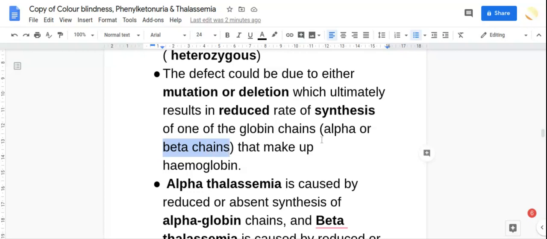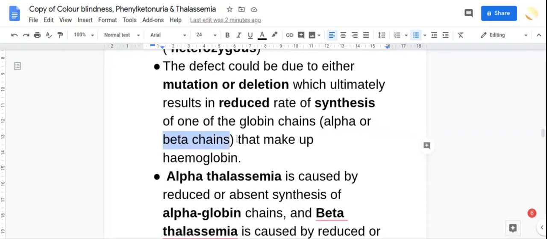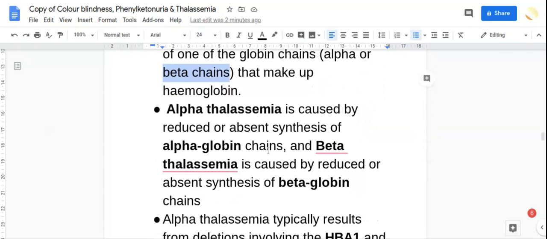Okay, so to be a little more precise, you have around two alpha chains and you have two beta globin chains. So thalassemia is of two types, alpha thalassemia and beta thalassemia, and therefore what type of thalassemia would be dependent on what gene is getting mutated or deleted or affected. So if it is the gene that is coding for the alpha chains, it will cause alpha thalassemia. And if it is something that has gone wrong, or mutation or deletion with the gene that is coding for the beta chains, then it leads to beta thalassemia. So this has to be kept in mind.